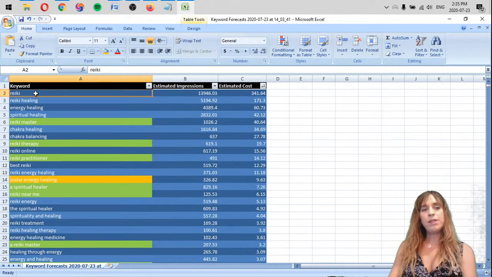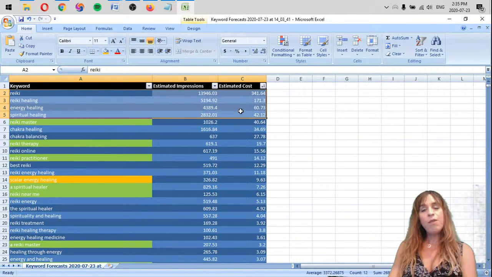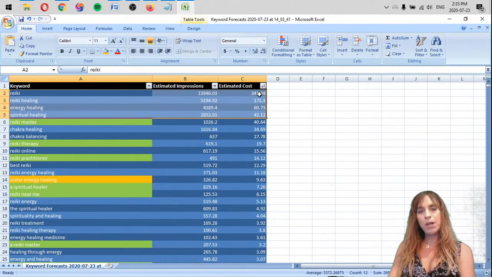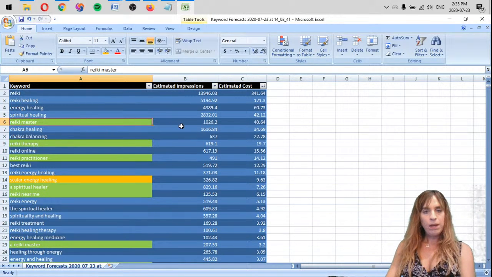However, these are the four most expensive, by far. I mean, the highest one here is 341, and then once we get past that, we're barely cracking 40. So the fact that Reiki Master has a fair amount of traffic and is pricey, but not super pricey, shows us that that's maybe a medium competition keyword.